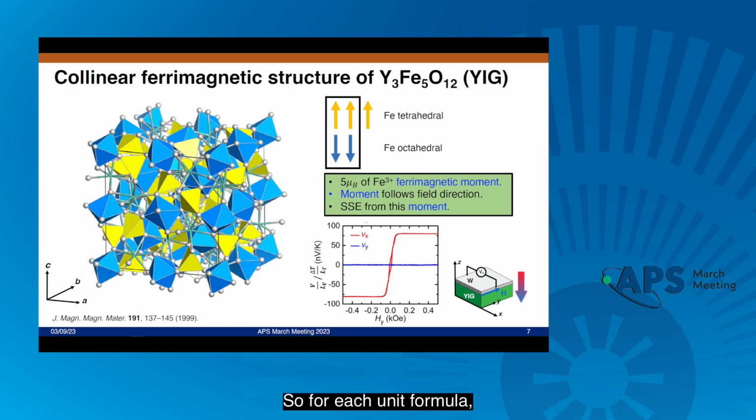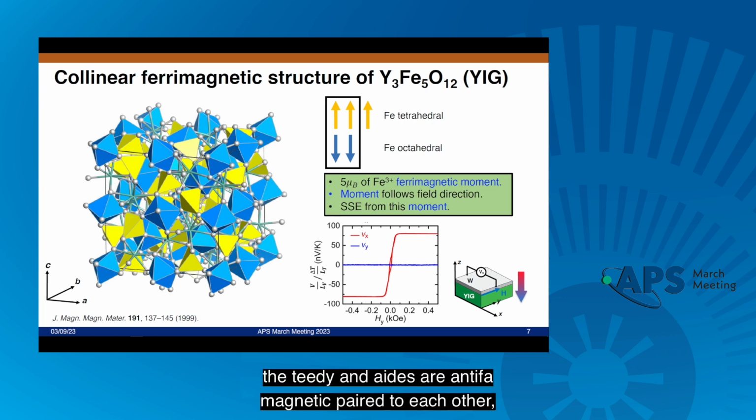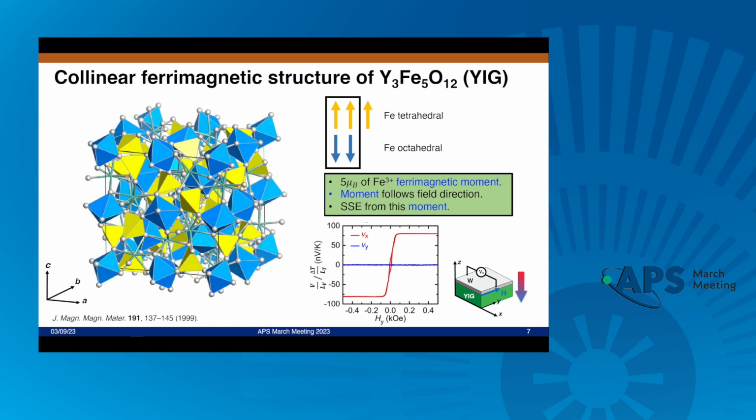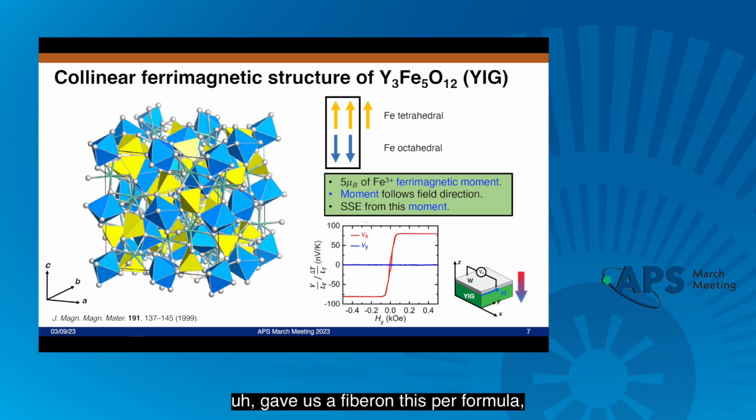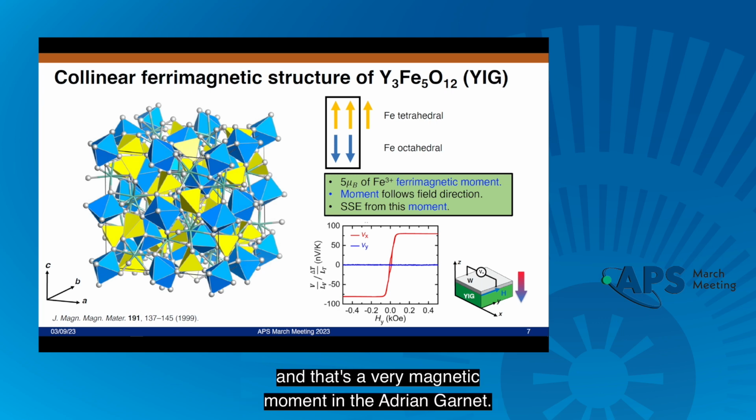So for each formula unit of this YIG, we have 5 iron 3+. The tetrahedral sites and octahedral sites are antiferromagnetically paired to each other if they're neighbors because of the exchange interactions. So each formula unit, we have 5 ions. There are 2 tetrahedral ions antiferromagnetically paired with 2 octahedral ions, which leaves 1 tetrahedral site uncompensated, and that gave us a 5 Bohr magneton per formula unit, and that's a ferrimagnetic moment in the yttrium iron garnet.